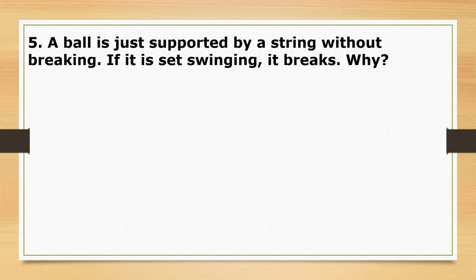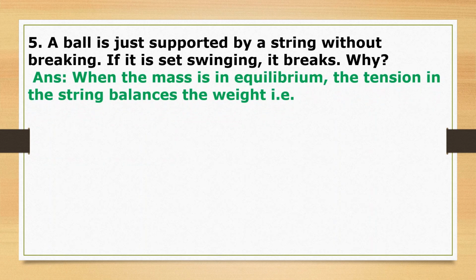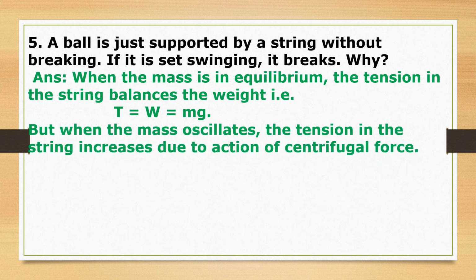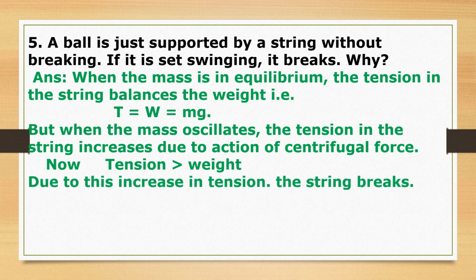Question number 5, a ball is just supported by a string without breaking. If it is set swinging, it breaks. Why? So the answer is, when the mass is in equilibrium, tension in the string balances the weight. That is, tension is equal to weight, which is equal to mg. But when the mass oscillates, the tension in the string increases due to the action of centrifugal force. Now tension is greater than weight, and hence due to this increase in tension the string breaks.